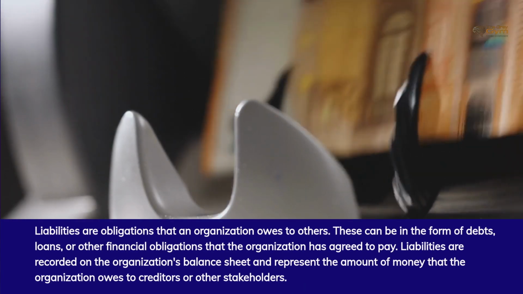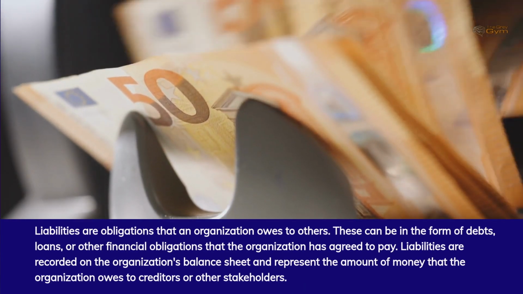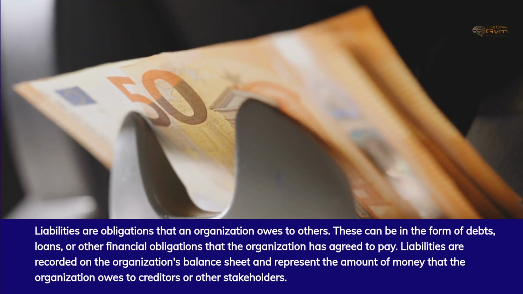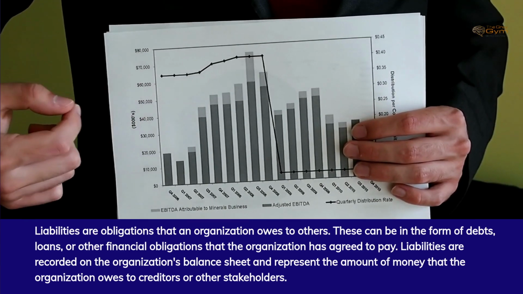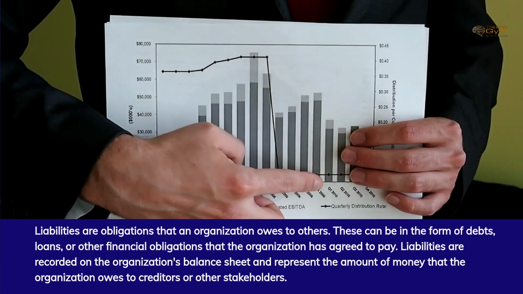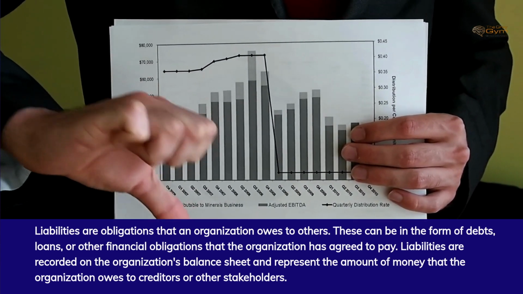Liabilities are obligations that an organization owes to others. These can be in the form of debts, loans, or other financial obligations that the organization has agreed to pay. Liabilities are recorded on the organization's balance sheet and represent the amount of money that the organization owes to creditors or other stakeholders.